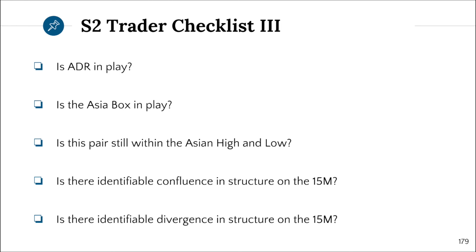We're also going to ask ourselves, is the Asian range in play? We measured, we set initial high, set initial low. Did we blow out our box? Or are we within a tradable range? Is the pair still within that initial high and initial low? Did it break out of the box yet? Is there identifiable confluence in the structure on the 15-minute time frame? Or is there divergence in the structure on the 15-minute time frame?